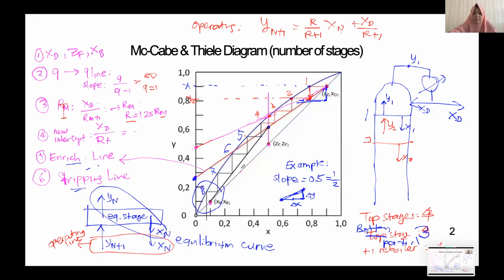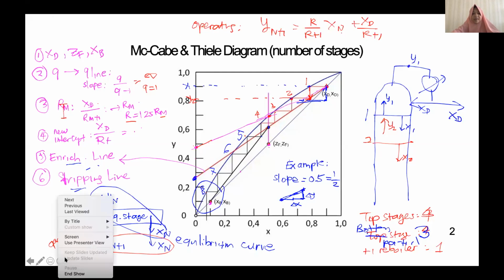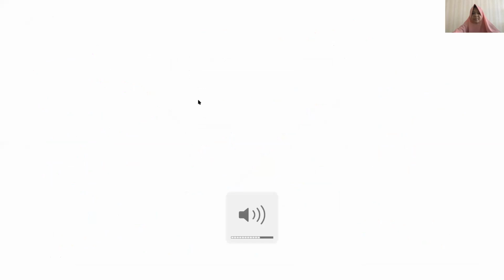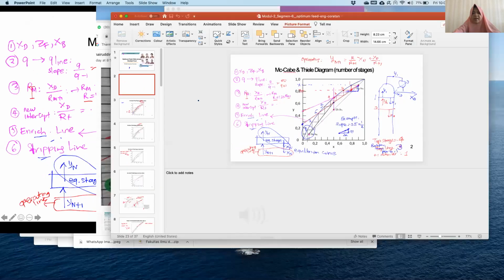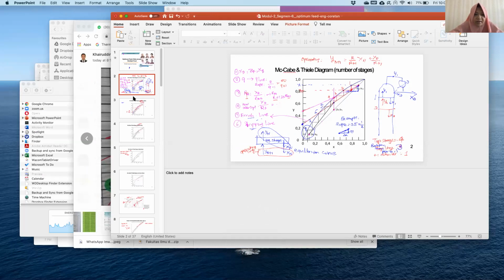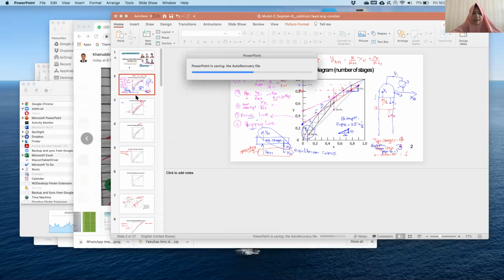Different, ma'am. Yeah. Why is it different? You need to answer that with some reason. Because in the gradients, there are changes in liquid and vapor composition. Yeah, that's the thing. So let me add one slide so I can discuss this one.